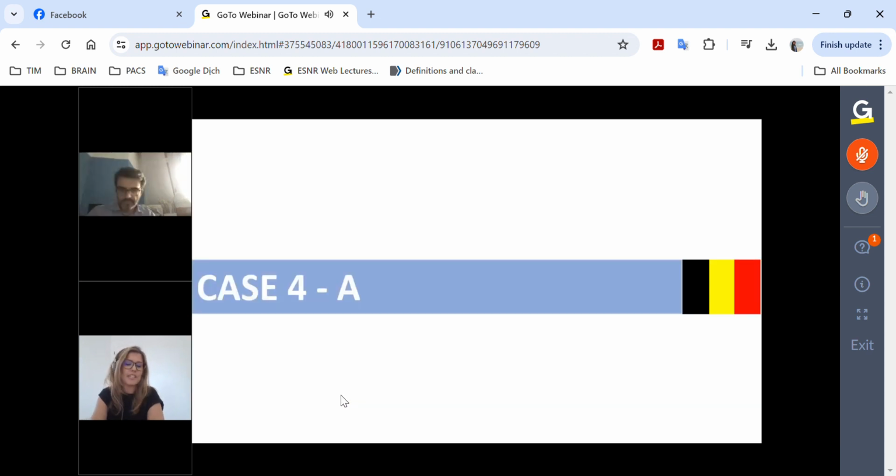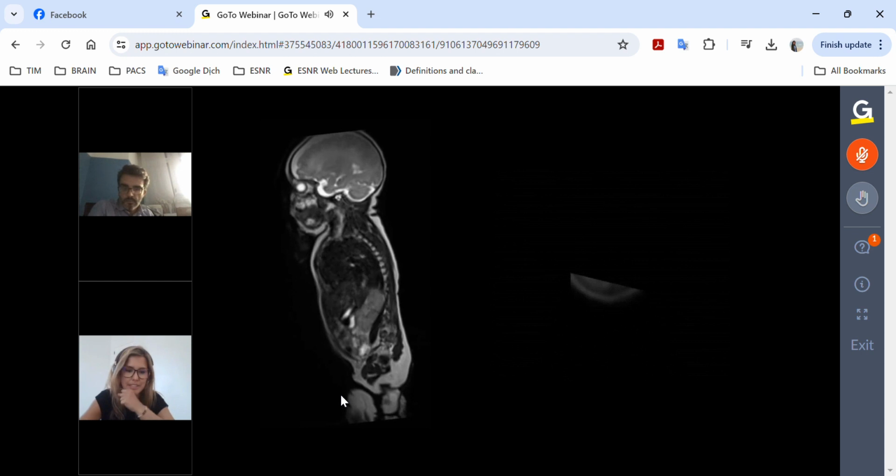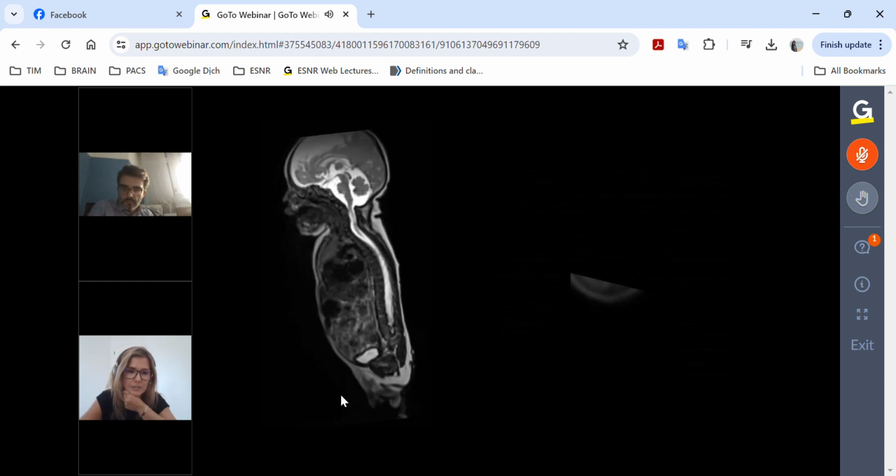So let's move on to case number 4, the letter A. It is the case of a 5-week-old baby, natural delivery with a good Apgar score. On the prenatal ultrasound, they found a left kidney hydronephrosis. There was a cardiac malformation and a sacral agenesis. At birth, they saw an imperforated anus.